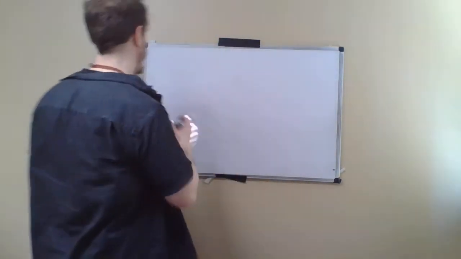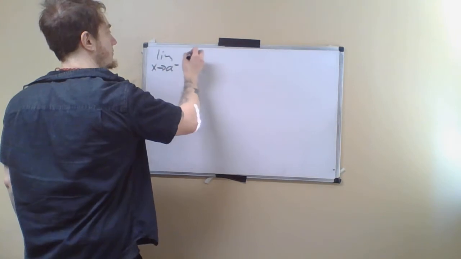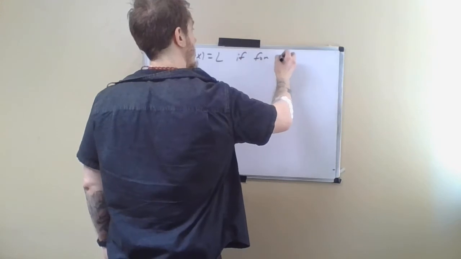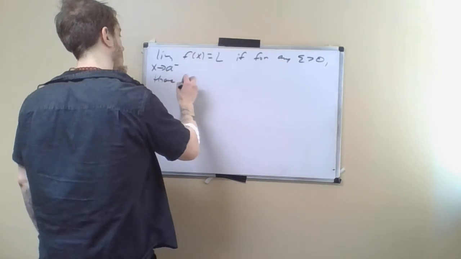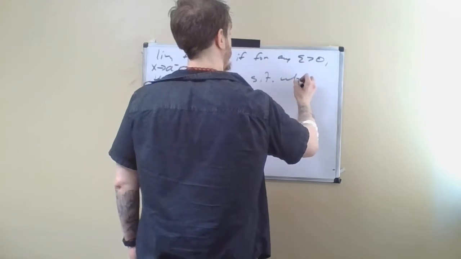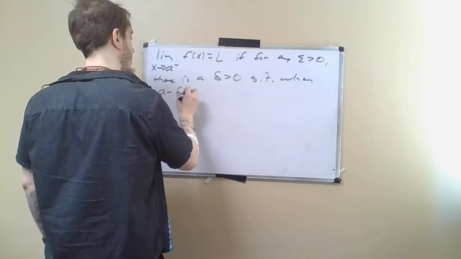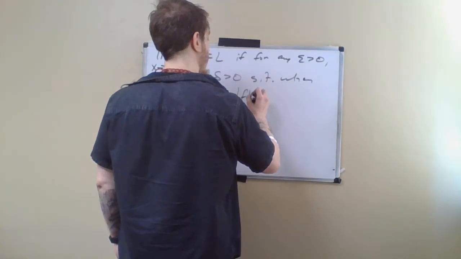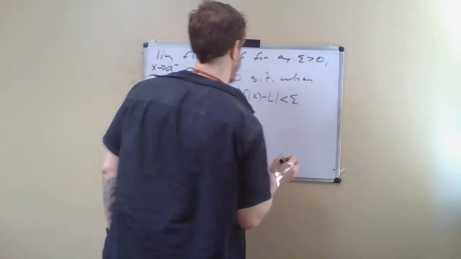and a right-hand limit. So we will say that the limit as x approaches a from the left of f of x is equal to L if for any epsilon bigger than 0, there is a delta bigger than 0 such that when a minus delta is less than x is less than a, the absolute value of f of x minus L is less than epsilon.